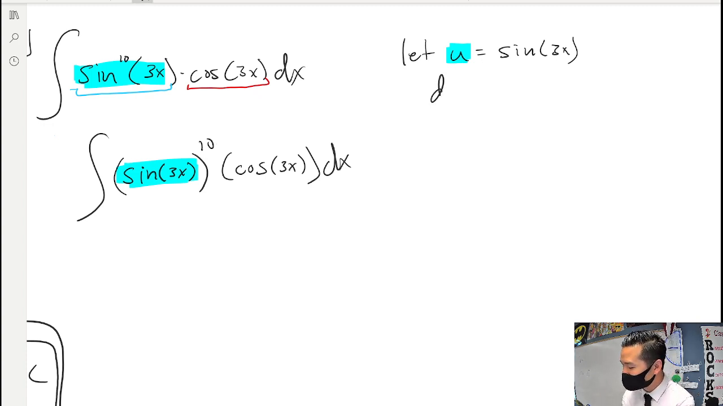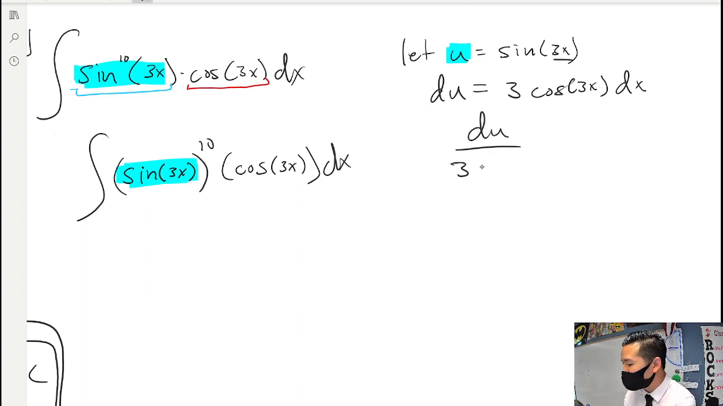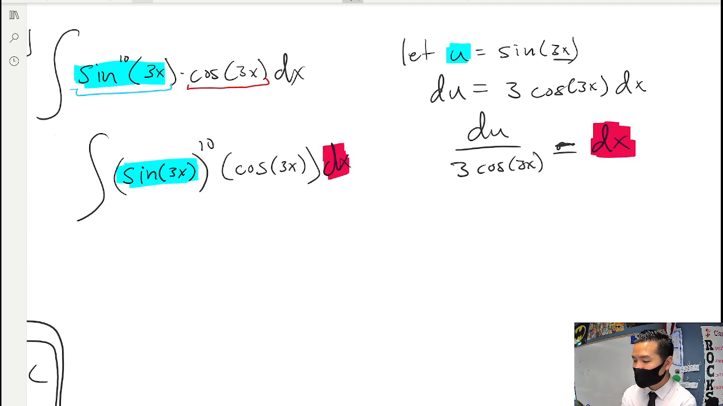Let's go ahead and do this here. Derivative of both sides. We get du. Did you chain rule this derivative? Derivative of the inside is 3. Cosine of 3x. 3 cosine of 3x. Very good. dx, of course, yes? Solve for dx from both sides. We end up with du over 3 times cosine of 3x, that's equal to dx, sorry. So that dx right there is going to replace that dx right there. Yes?